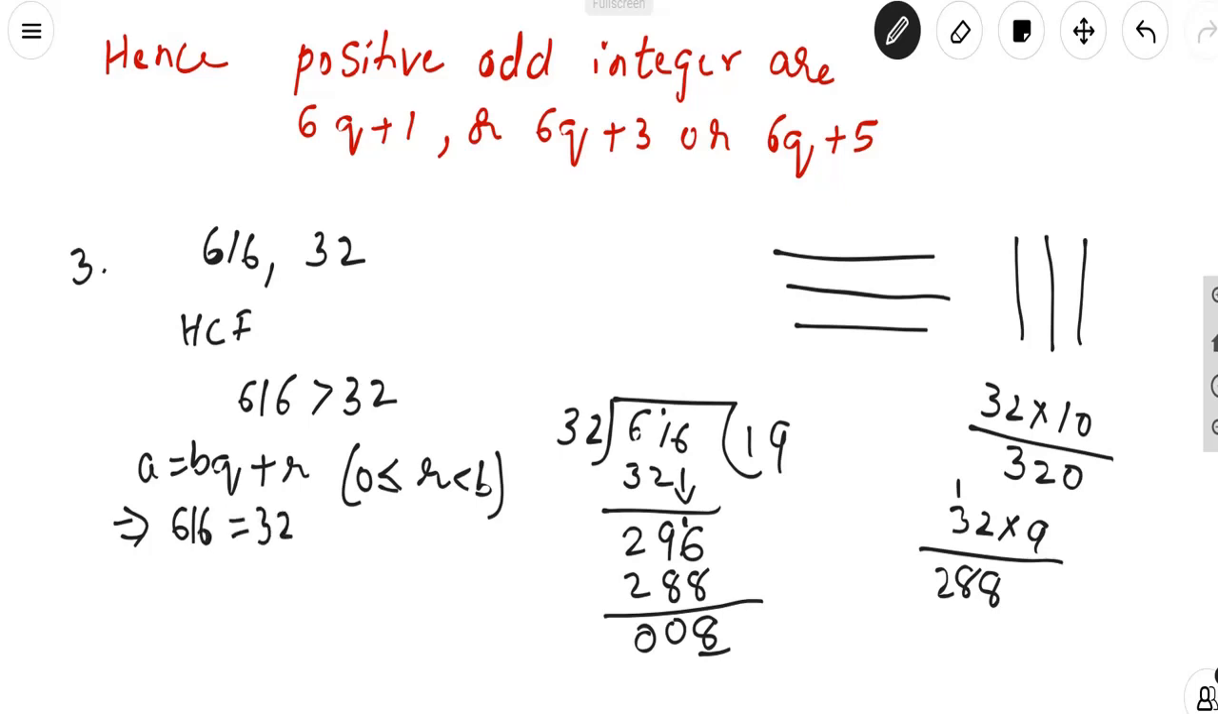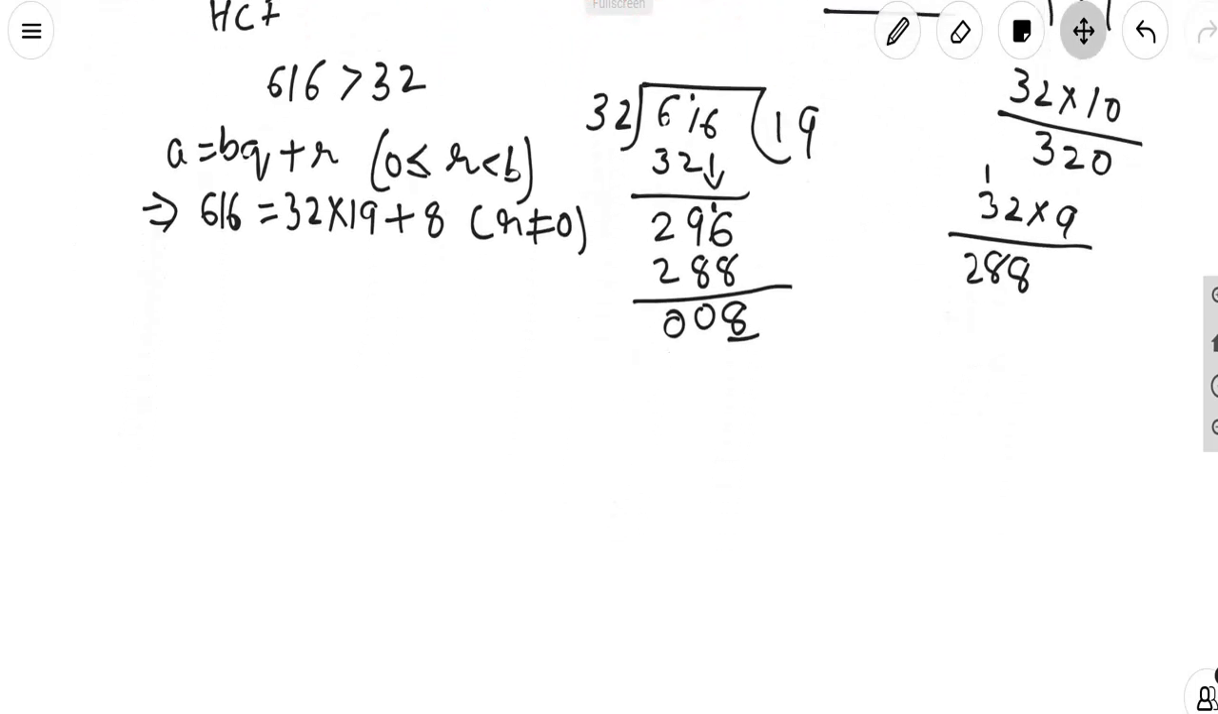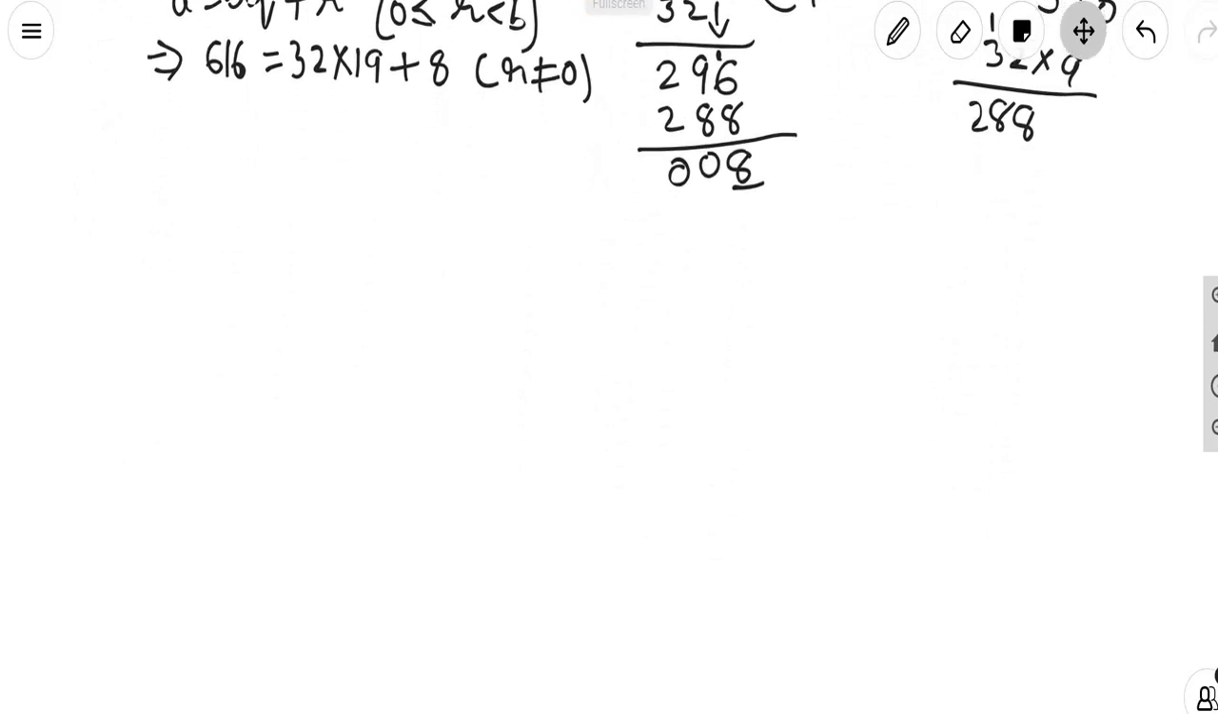616 is equal to 32 into 19 plus the remainder, which is 8. Now I have to check whether this remainder is equal to 0 or not. So this r is not equal to 0. So what do I have to do? I have to divide one more time.